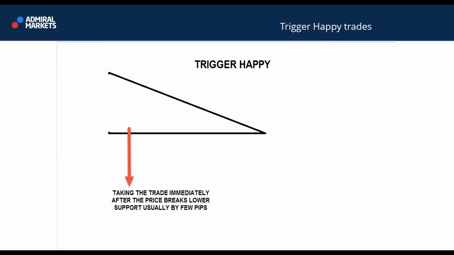So how do we actually find those confirmation zones or levels? By using breakouts. Okay, here, trigger happy trade. That is the first possible entry with our breakout trades.